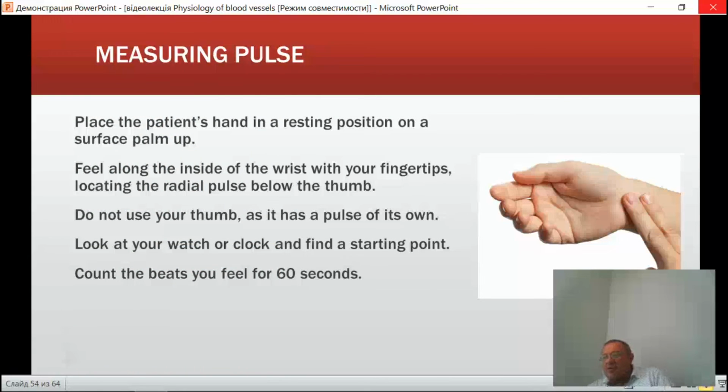Next, information about measuring pulse. Palpation: hand at rest on a surface, palm up. Feel along the inside of the wrist with your fingertips, locating the radial pulse below the thumb. Don't use your thumb, as it has a pulse of its own. Look at your watch or clock and find a starting point. Count the beats you feel for 60 seconds.